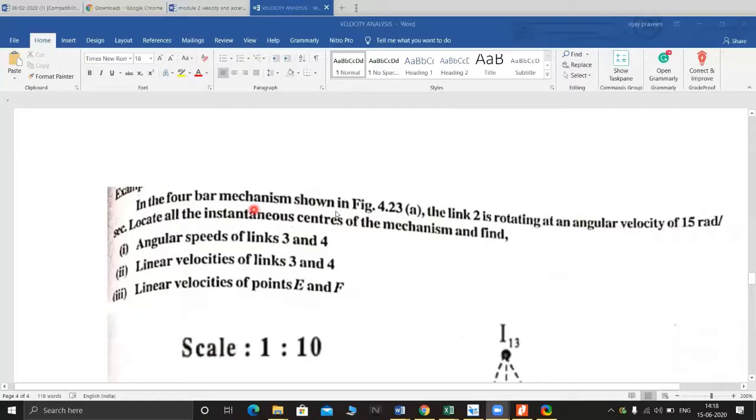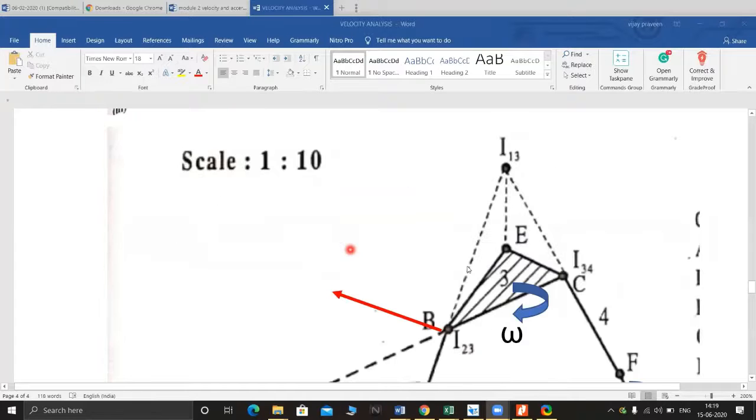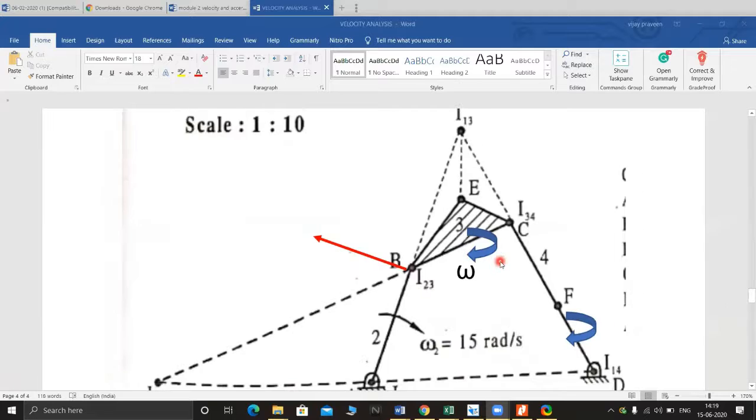In the 4-bar mechanism shown in the figure, link 2 is rotating at an angular velocity of 15 radian per second. Locate all the instantaneous centers for the given mechanism and also find the angular speed of link number 3 and 4, the linear velocity of link number 3 and 4, and the linear velocity of points E and F. There are this many questions that we need to find out. This is also an important problem.